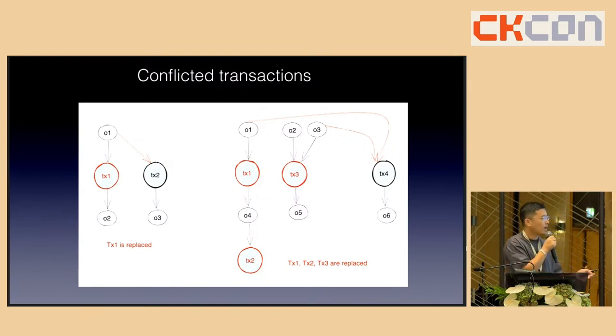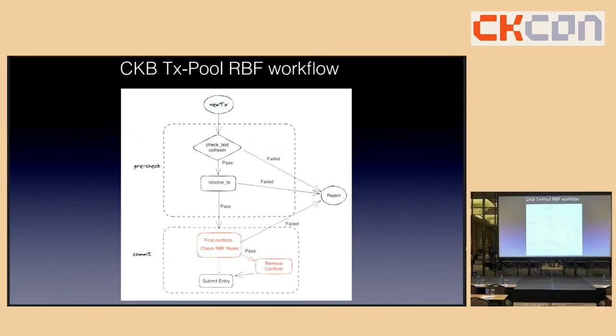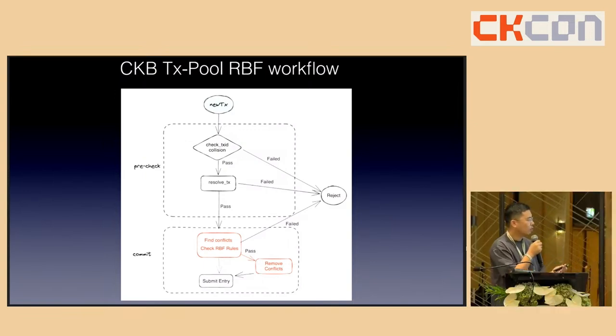And the right part is a more complex scenario. Transaction 1, transaction 2, and transaction 3 will all be removed because there are some conflicts with the new one. So this is our workflow for replace by fee. In the commit stage, we need to find all the conflict transactions with the new one. Then we will check replace by fee rules one by one. And if all the rules have passed, we will try to remove the old ones. Then we will submit the new transaction.